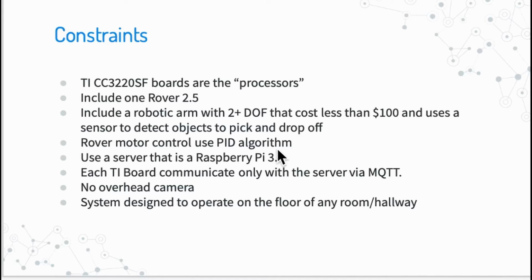The next constraints involved the implementation of the server, which had to be on the Raspberry Pi 3. Specifically, each TI board was required to communicate only with the server via MQTT. All our TI boards were able to successfully send messages to the server via MQTT. We used Mosquitto as an existing MQTT server program and were able to have all payloads use the JSON format.